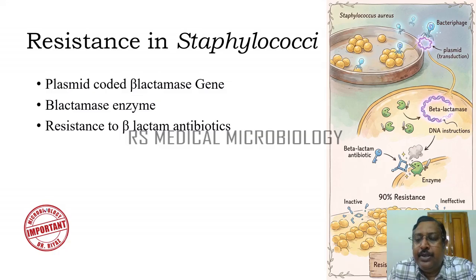Now we look at the main part, which is the resistance in staphylococci. Staphylococcus aureus is basically affected by the beta-lactam antibiotics. So what it does is take up a plasmid via transduction and incorporate it into its genome. This leads to production of a beta-lactamase enzyme, which can destroy the structure of the beta-lactam ring. So the antibiotics which were earlier useful now become totally useless. That is the basic concept of beta-lactamase in staphylococci.